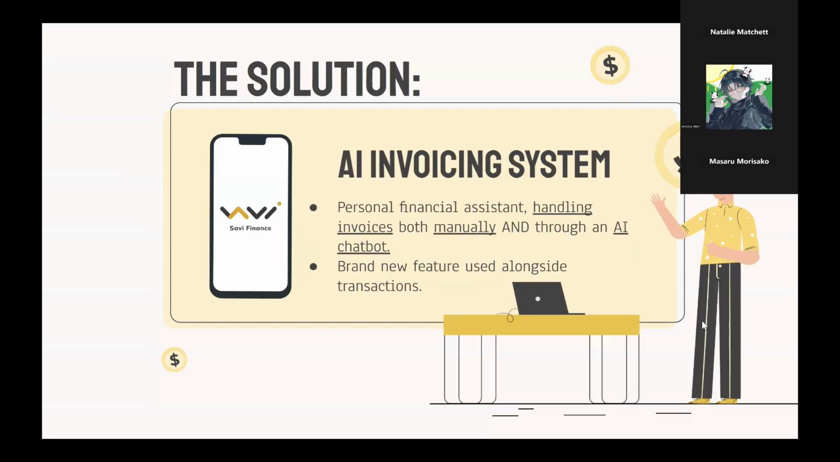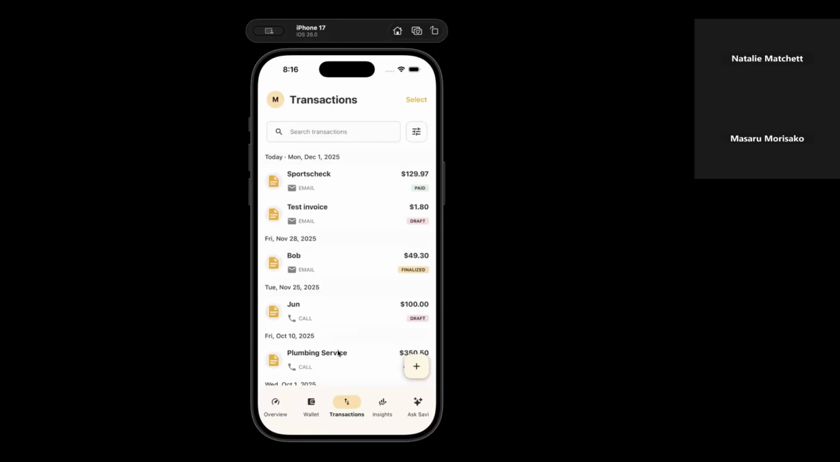Thus, our overall software solution is an AI invoicing system. This acts as a personal financial assistant that can handle invoices both manually and through an AI chatbot. This is a brand new feature that works alongside their existing features, which is transactions. Now we're going to demo our application. As an iOS user, I am going to walk us through how to use the invoicing system.